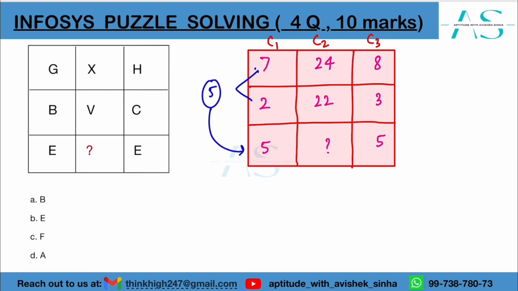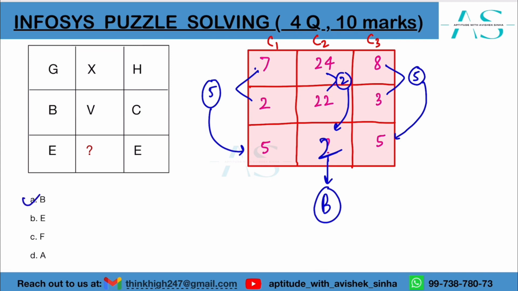The next one. Okay, if I take the difference here, we have 5 and that is right there. So if I take the difference, it is 2. So 2 should come here, and by 2 I mean B. Option A. Clear? How easy it is once we are done with the conversion part of it. Alright, moving forward.